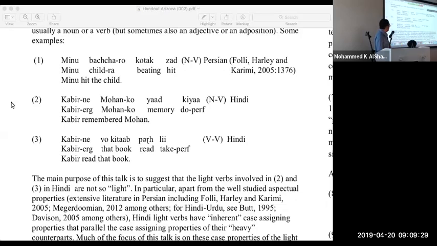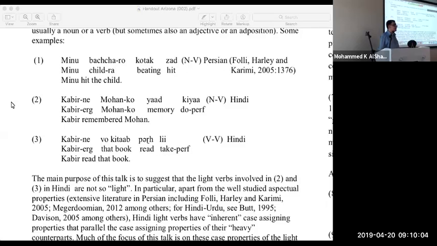So 2 is the case that is parallel to the Persian complex predicates that you're familiar with, and 3 is the case that I just described, that you get these VV constructions. These are actually called compound verbs in Hindi linguistics, but the term compound is completely misleading. These are not compounds in any reasonable sense. They are very productive. That's one thing that Hindi does share with Persian, the fact that simple verbs have relatively little use.